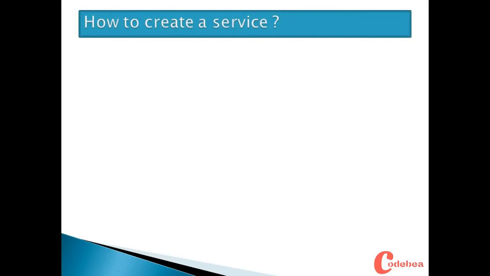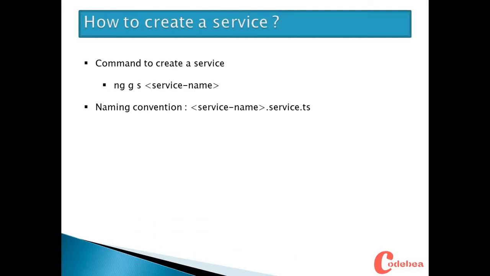Now, next is how we can create a service. For creating a service, we have a simple command, that is ng g s, where g is for generate and s is for service, and then you specify your service name. When you run this command, it creates a file ending with the extension .service.ts. This is basically a naming convention for any service file: the service name, then service.ts.